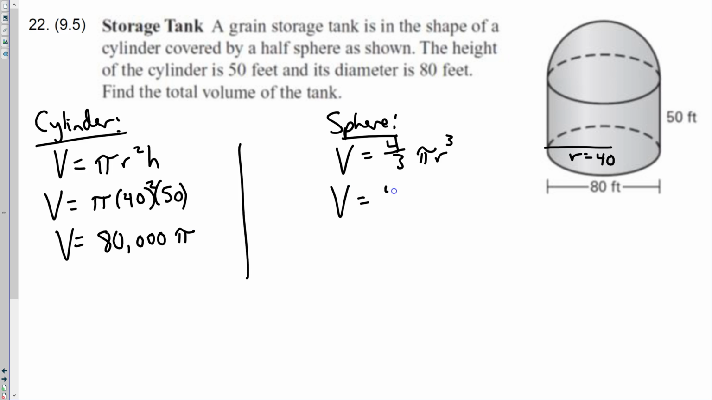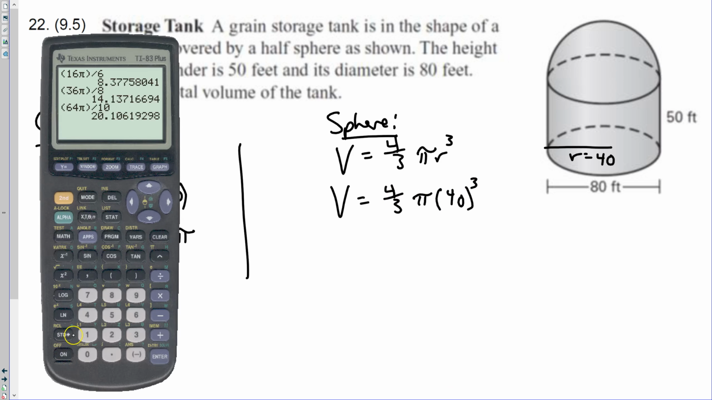The sphere is 4/3 pi. We said our radius was 40 cubed. So this time I'm going to do 40 cubed and then multiply it by 4/3. If you want to see what that would look like in your calculator, I would type in my 4/3 inside parentheses just to be safe, and then times 40. You usually have to use that caret key or power key to get power 3. You notice we get a decimal.